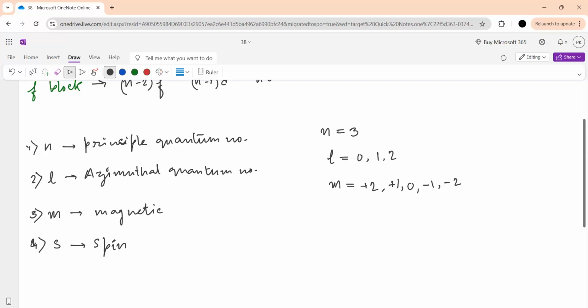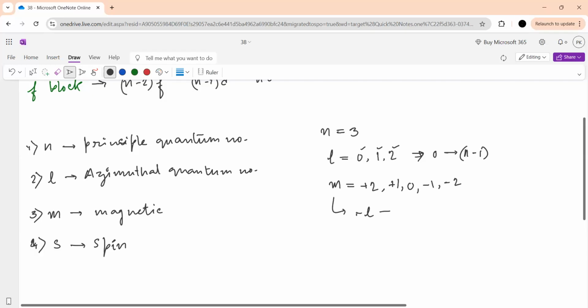See, for n equal to 3, values of l will be 0 to n minus 1. Yes, ma'am. So 0, 1 and 2. Now for l, the values of m will be from minus l to plus l. Here the maximum value of l is 2, so m will be from plus 2 to minus 2: plus 2, plus 1, 0, minus 1, minus 2. Okay? Fine? Yes, ma'am.